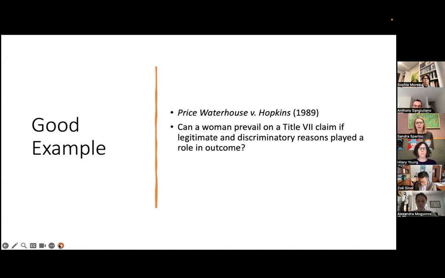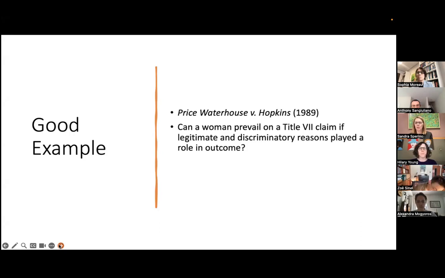So I want to talk about a very good example of this pre-2013 jurisprudence, which is Price Waterhouse versus Hopkins. This is one of the key cases taught in the law school curriculum. It's one of the key Supreme Court cases in discrimination law. And you may be familiar with this case. So we had a woman who had applied to be a partner at an accounting firm. She had gone up twice, actually. This was her second time.